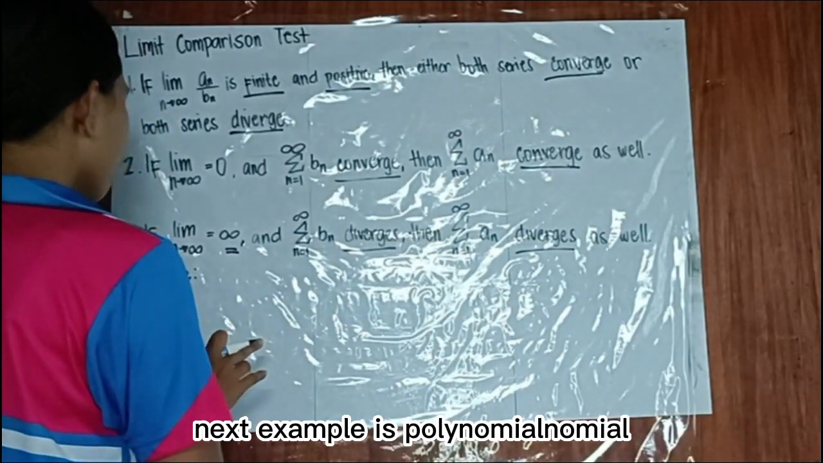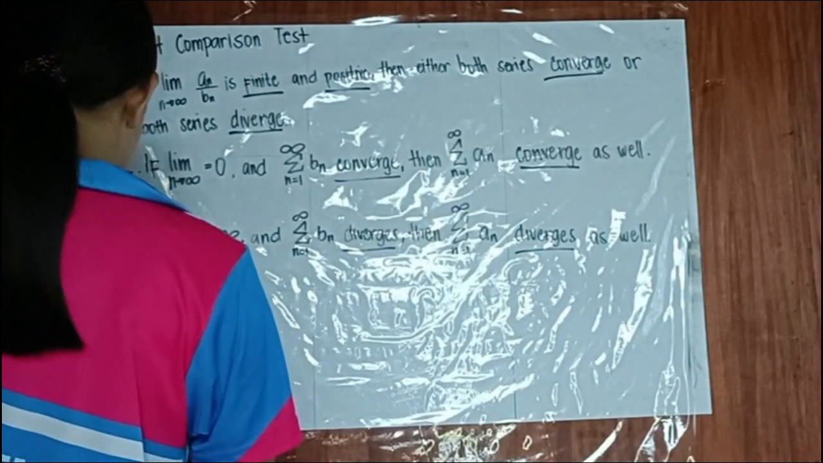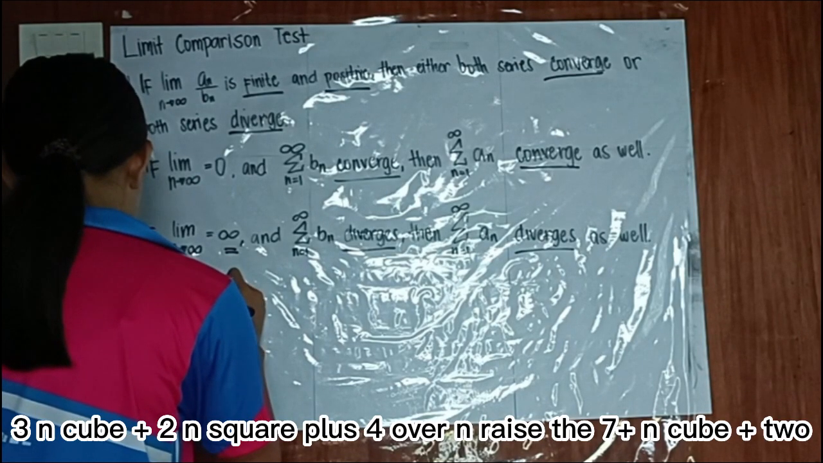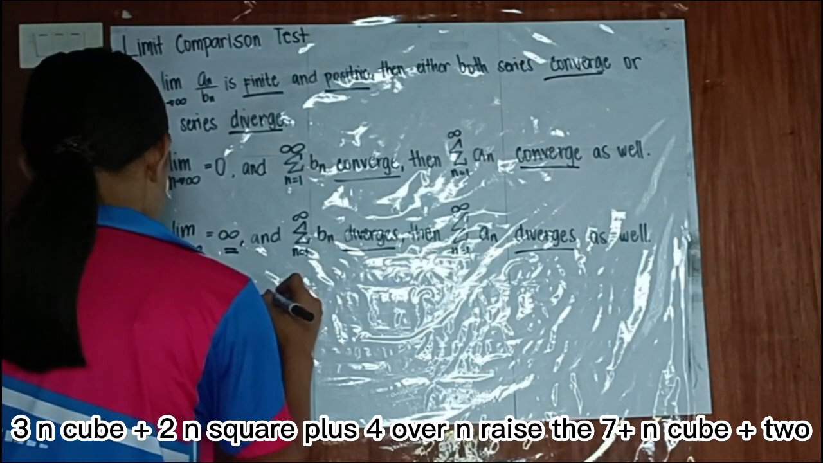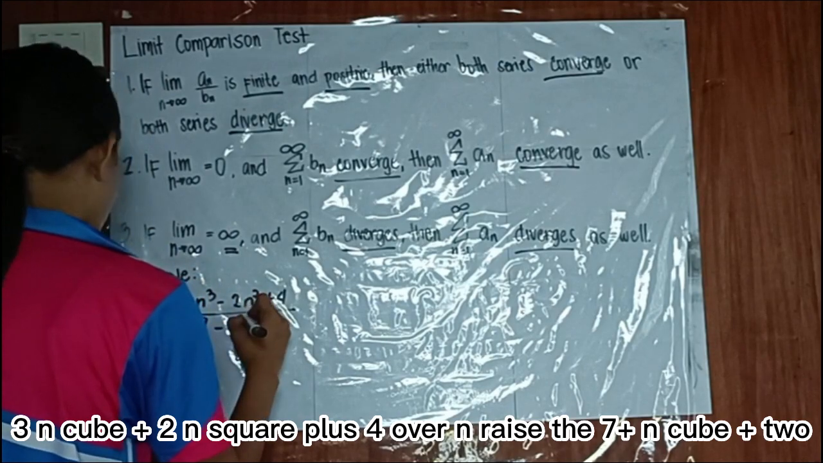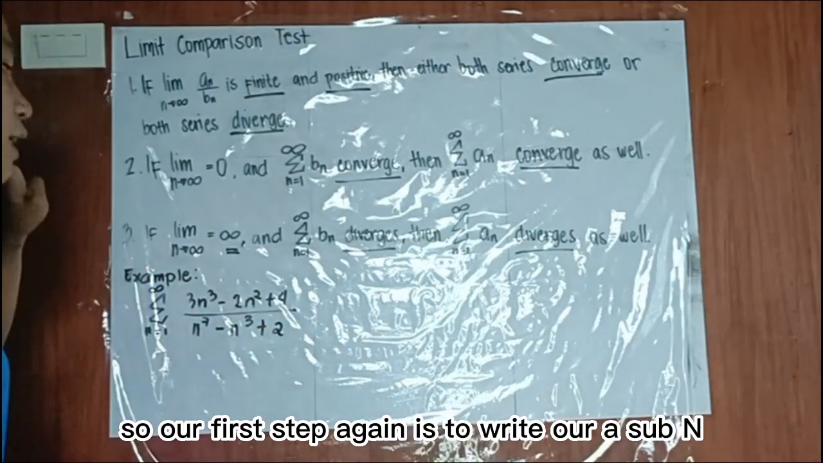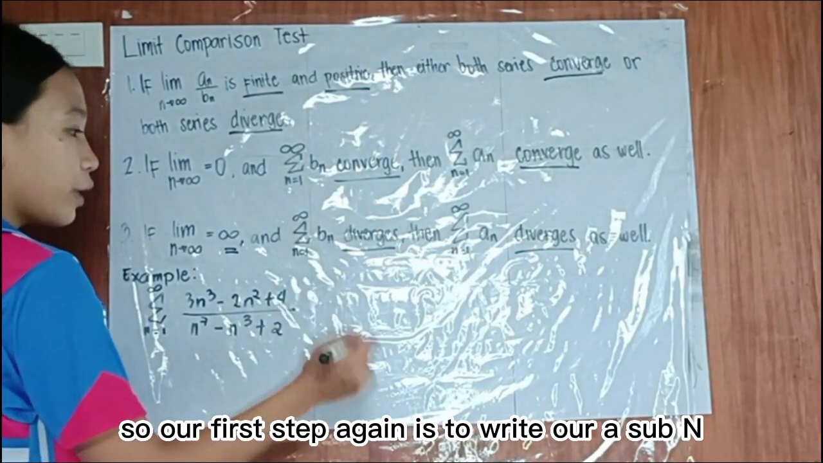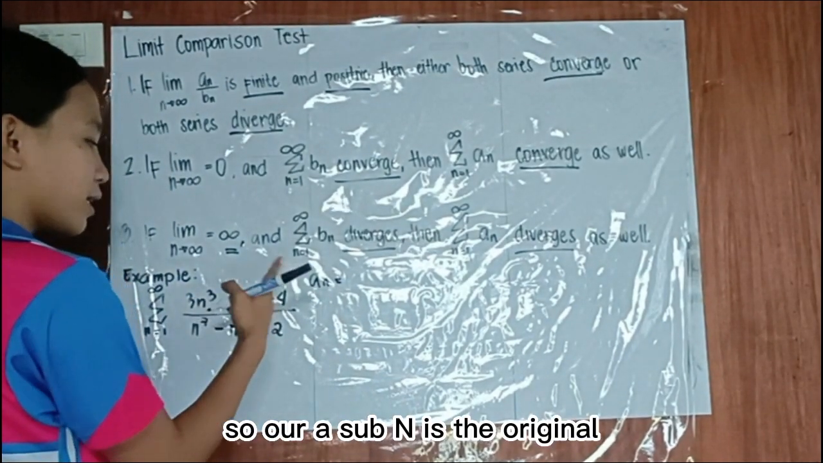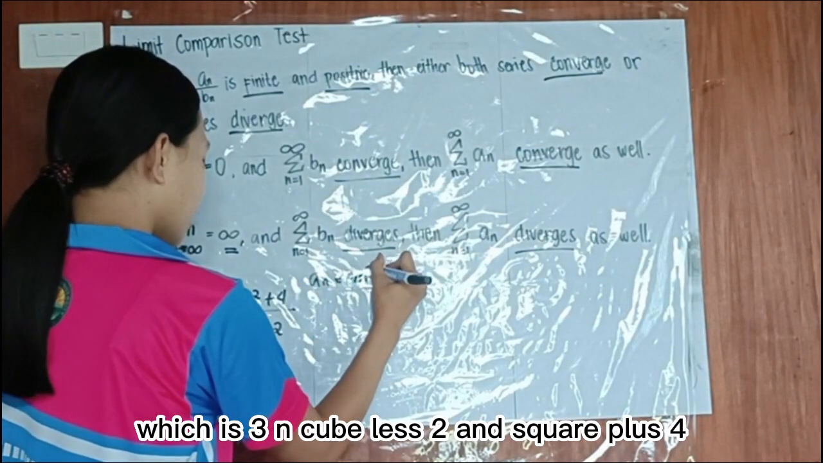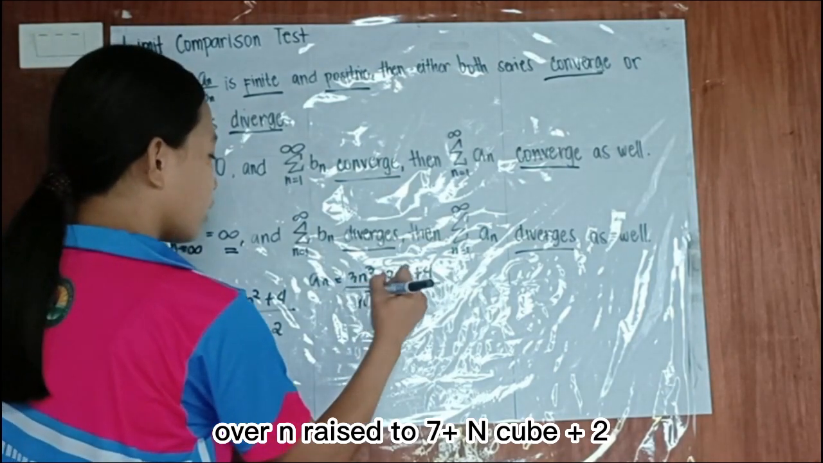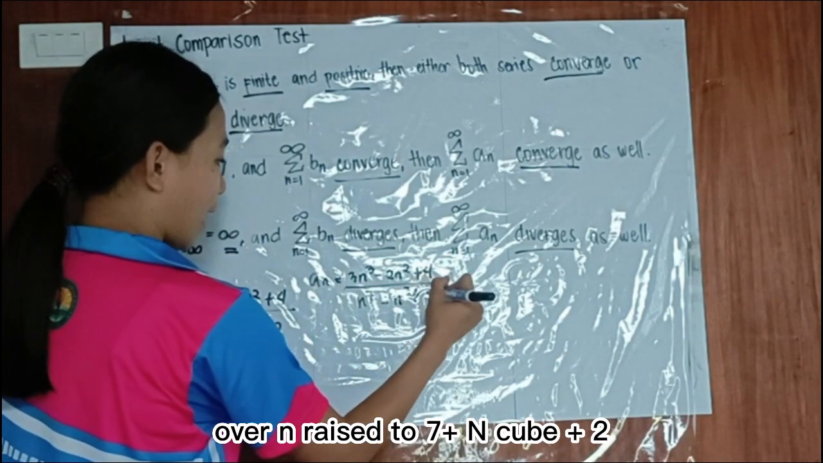Divergent. Next example is a polynomial. So, this is our next example: 3n cubed less 2n squared plus 4 over n raised to 7 less n cubed plus 2. So, our first step again is to write our a sub n and b sub n. So, our a sub n is the original, which is 3n cubed less 2n squared plus 4 over n raised to 7 less n cubed plus 2.